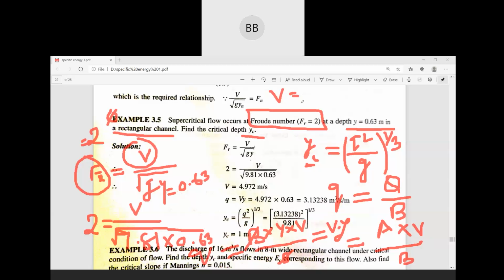So find out the velocity, then you substitute here, you find out the small q, then that small q you substitute in this critical depth formula, and then you find out the yc value. Find out and see, the value you are going to get is almost equal to 1 meter.